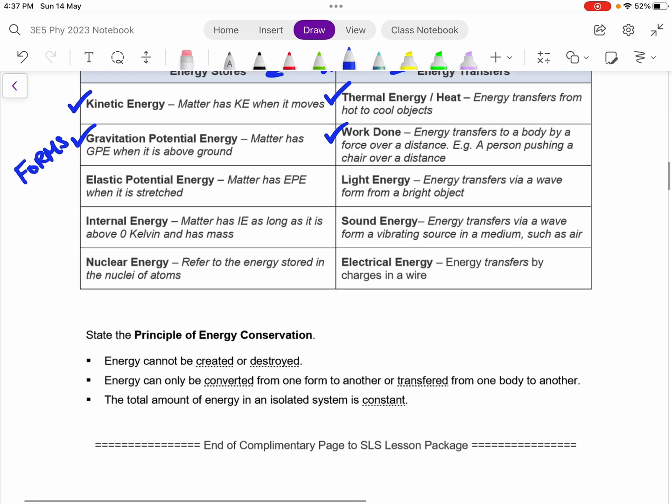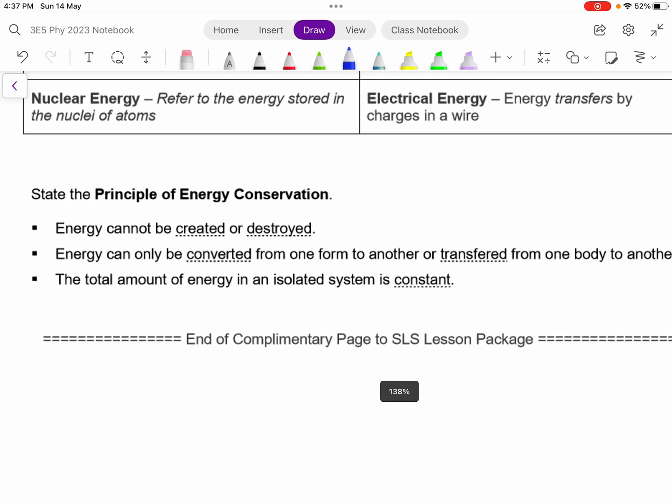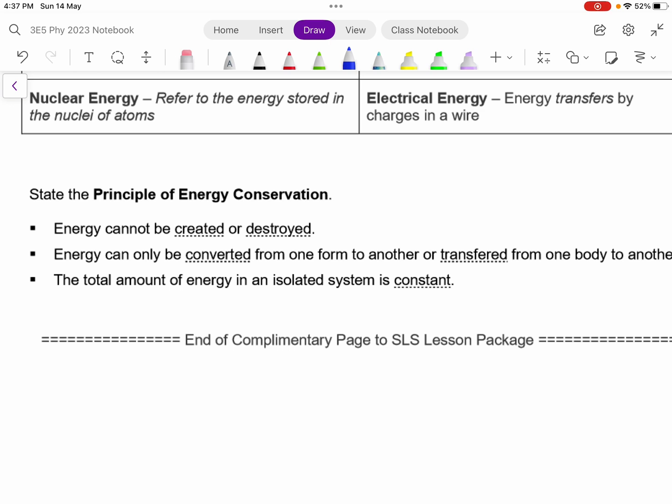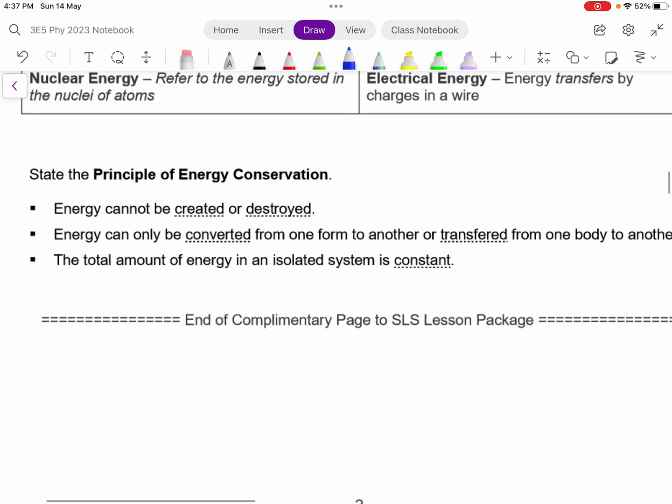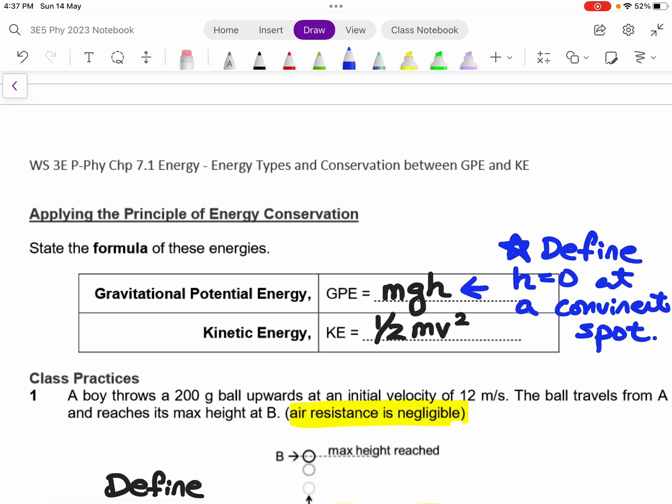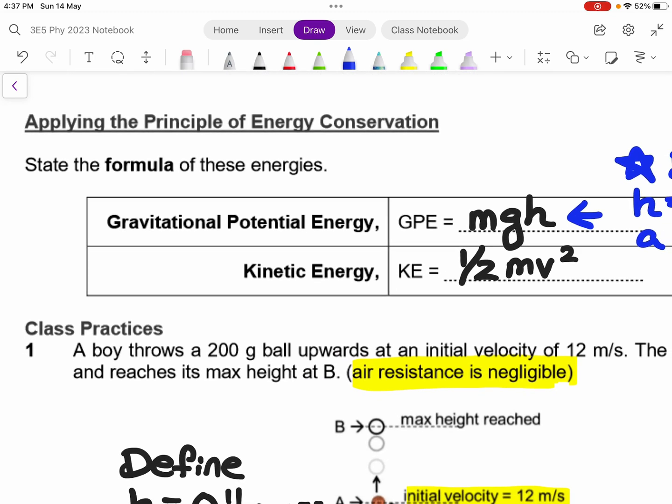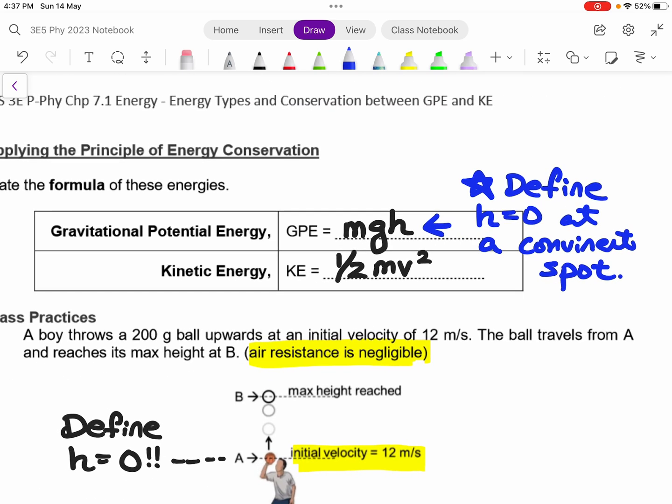Okay, so then we also learned one law about energy conservation, and that is the total amount of energy actually remains constant, and we make use of this to do certain calculations. So for example, in the last lesson, I introduced to you these two formulas for GPE and for KE. Both of these forms of energy are energy stores, and I told you that for GPE, you can set the h equals to 0 at a convenient spot, so that you don't need to do unnecessary or additional calculation. And then of course there is kinetic energy, right?